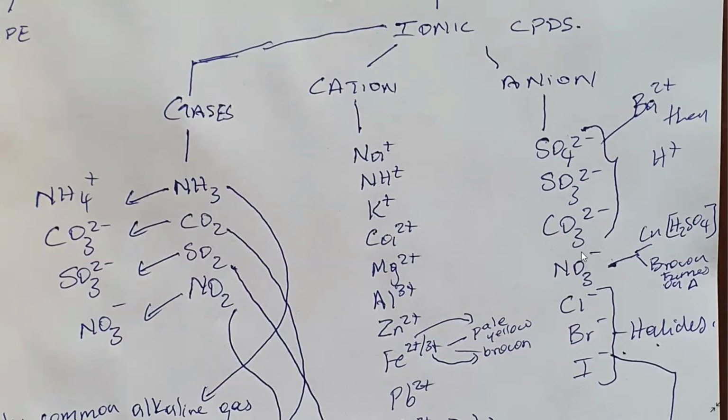The nitrate is probably one of the easiest because it produces nitrogen dioxide, which is a gas with brown fumes, on heating. Or you can use copper turnings in concentrated sulfuric acid to produce those brown fumes as well as a blue solution. But the easiest way for nitrate is heating the solid, and if you get brown fumes, then you know that nitrogen dioxide is being produced, and that must come from the nitrate ion.